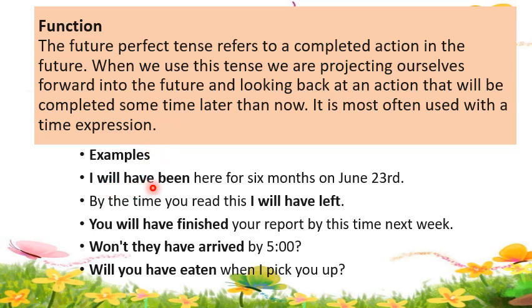I will have been here for 6 months on June 23rd, and June 23rd for 6 months is the time expression. By the time you read this, I will have left. You will have finished your report by this time next week. Won't they have arrived by 5? Will you have eaten when I pick you up? So these are the examples of future perfect tense.